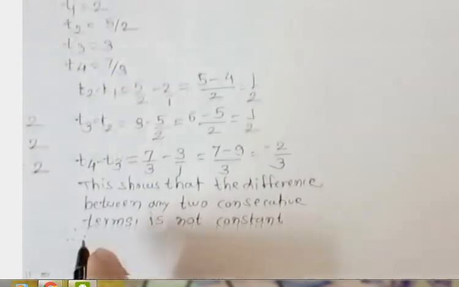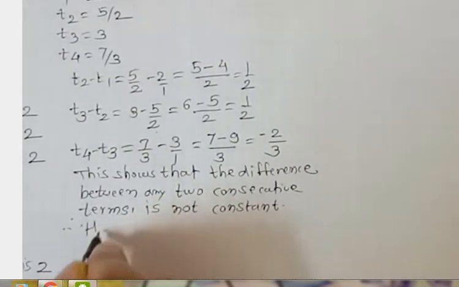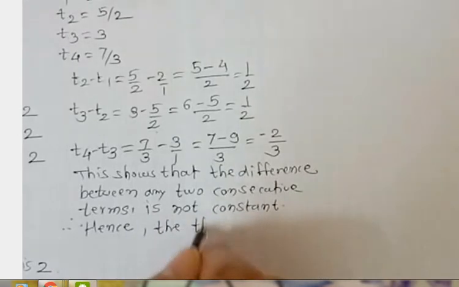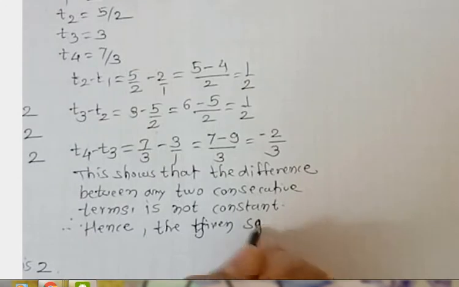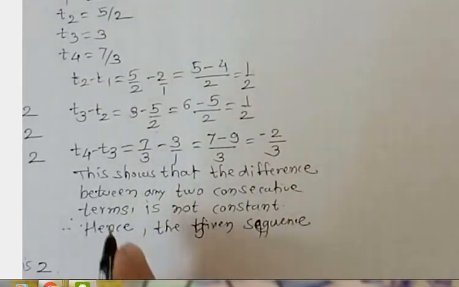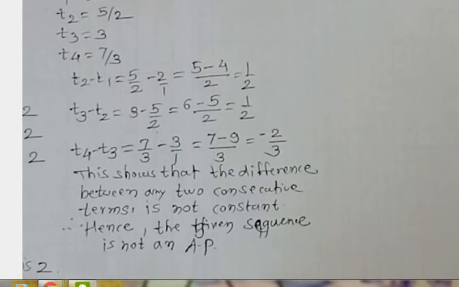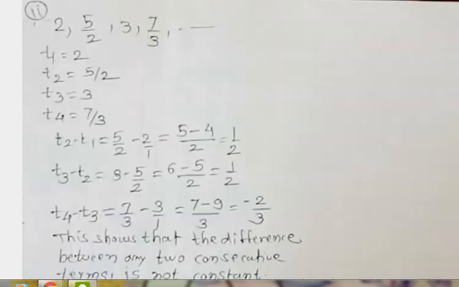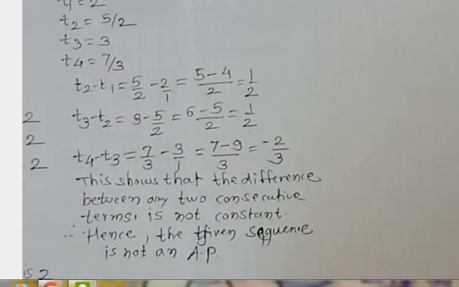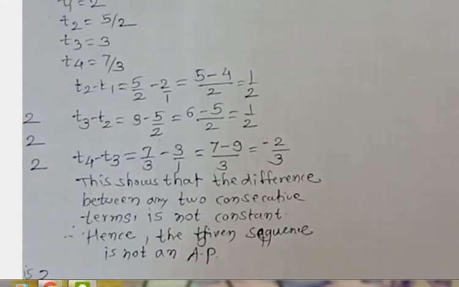And therefore, or I write hence, the given sequence is not an AP. AP means what? Arithmetic progression. See here, the given sequence is not an AP.